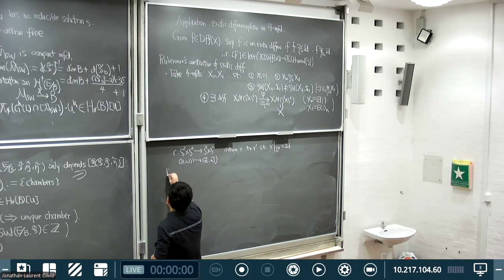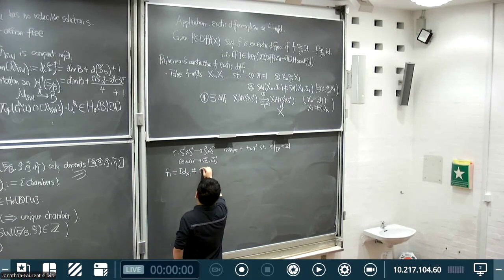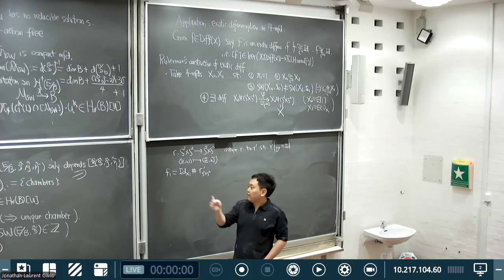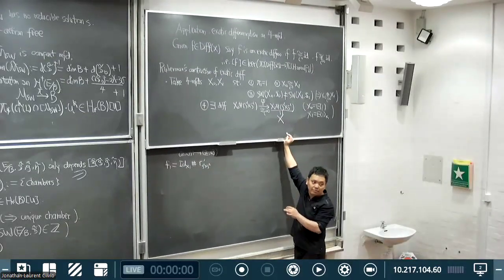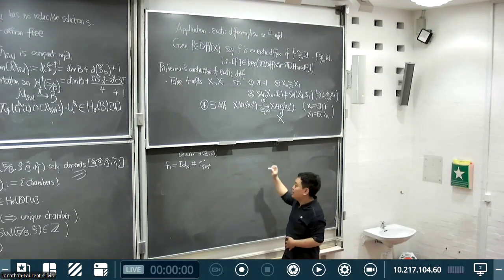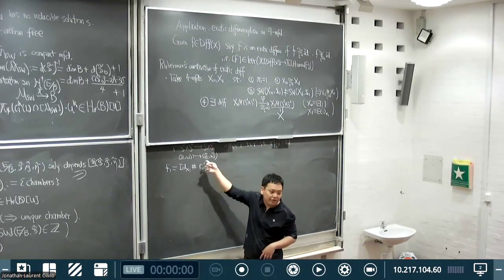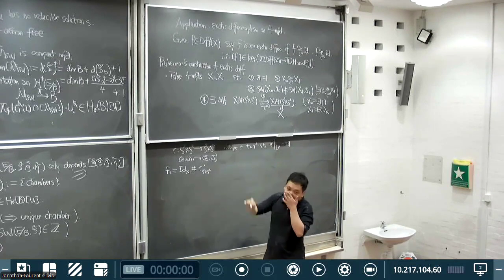So we define F1 to be the identity map on X1 connected sum with R prime on S2 times S2. So you can take the identity map on the first domain and take this reflection on the second domain. In order to do connected sum, we need this diffeomorphism to fix a small ball. So that's why we do this isotopy. Okay. So this is F1.